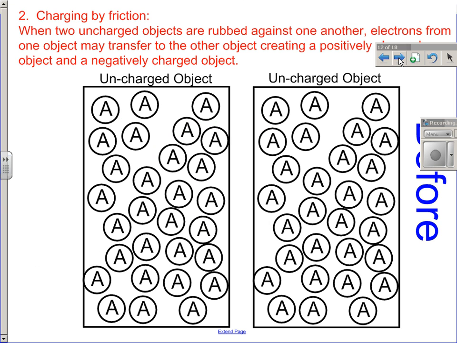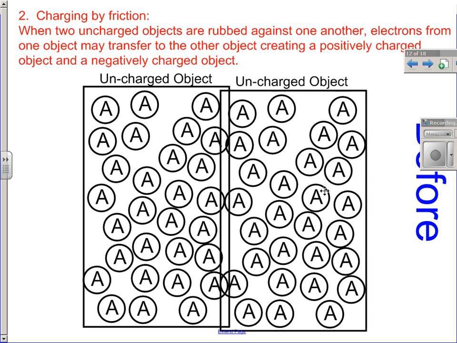All right. Next type of charging is called charging by friction. This occurs when you've got two uncharged objects and then you rub them together. If you've all done this where you rub a balloon on your head, it makes your hair stand up. When you rub two objects together, very often electrons from one object get transferred to the other object. The one that lost electrons is now positively charged, and the other object will be negatively charged because it gained electrons. So right here we've got these two uncharged objects.